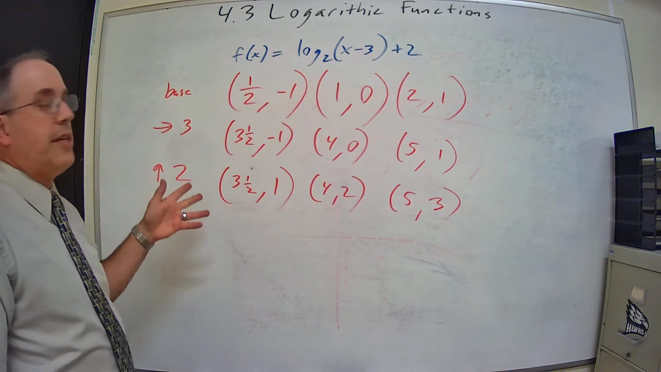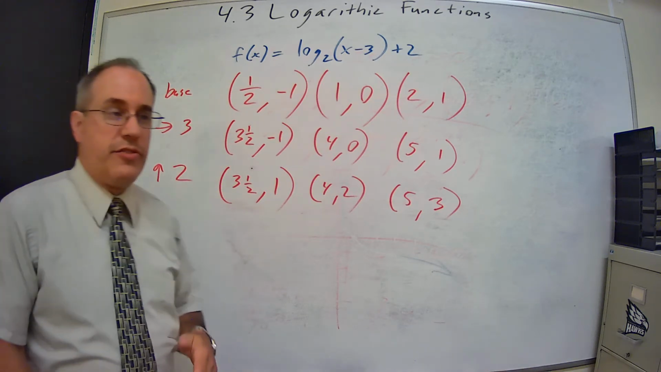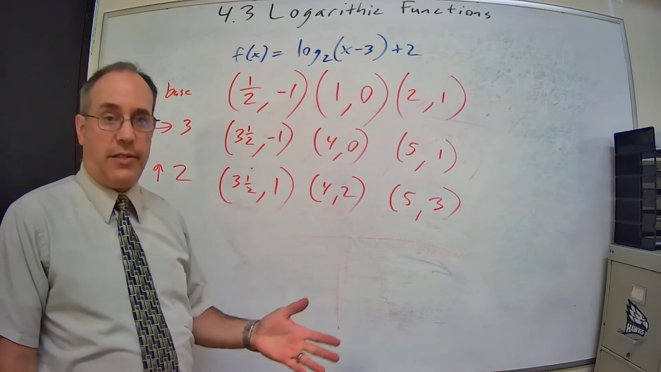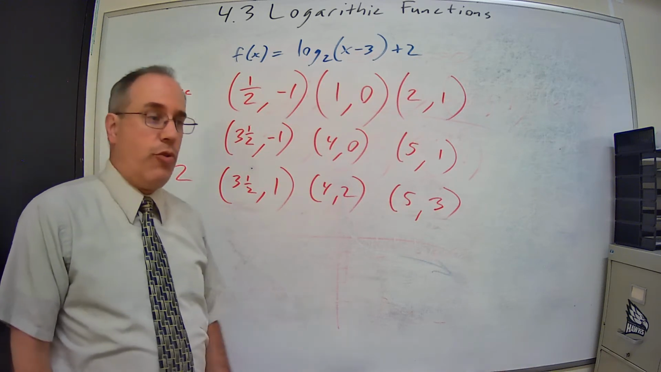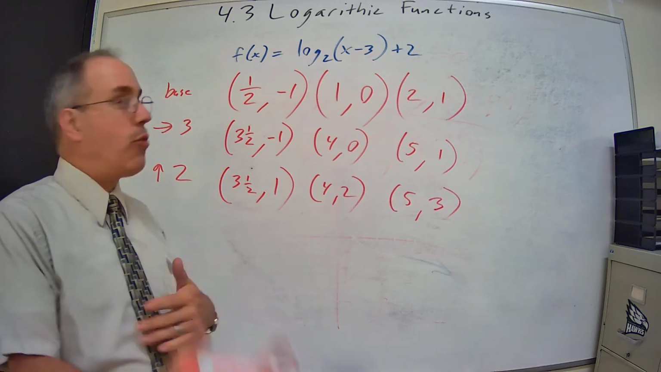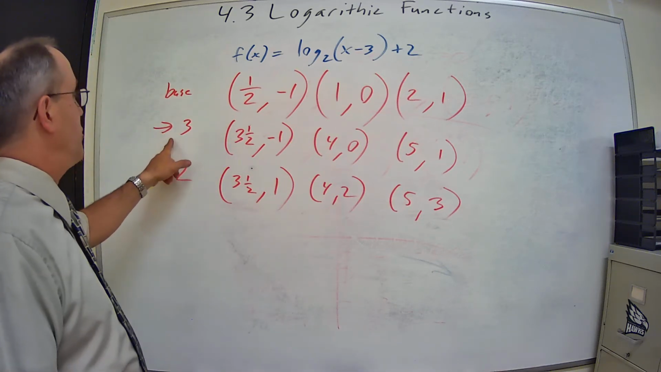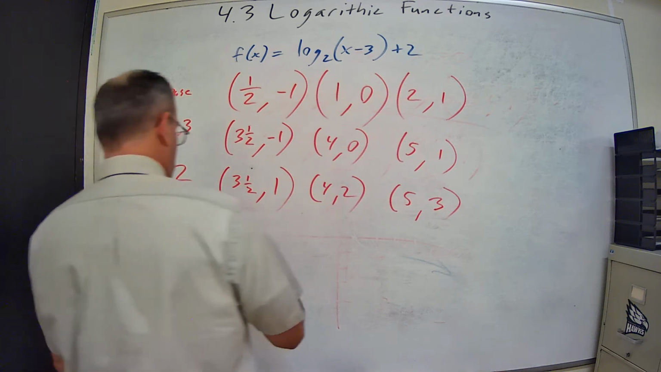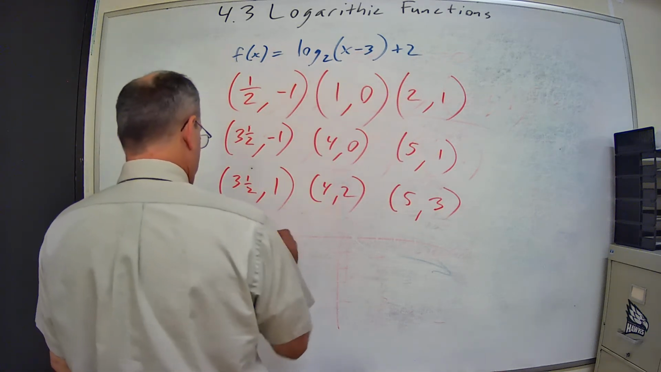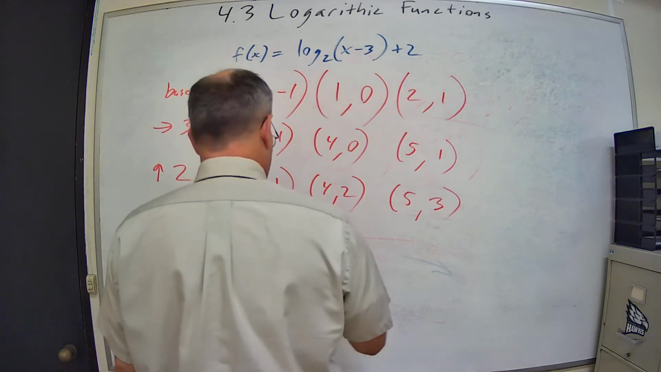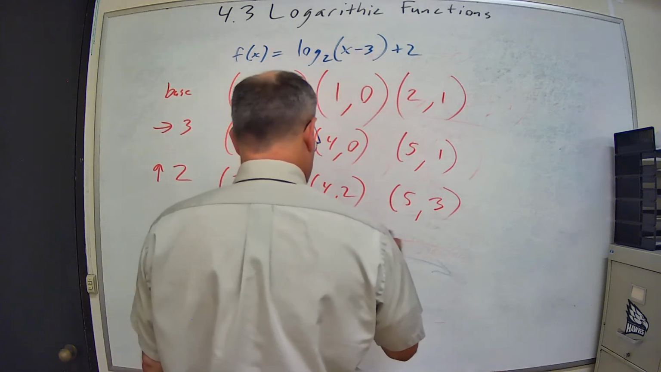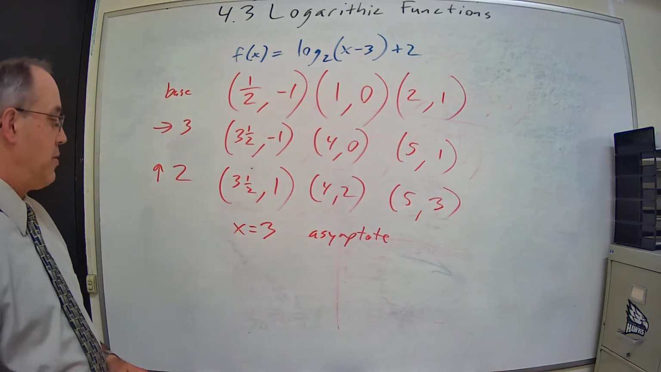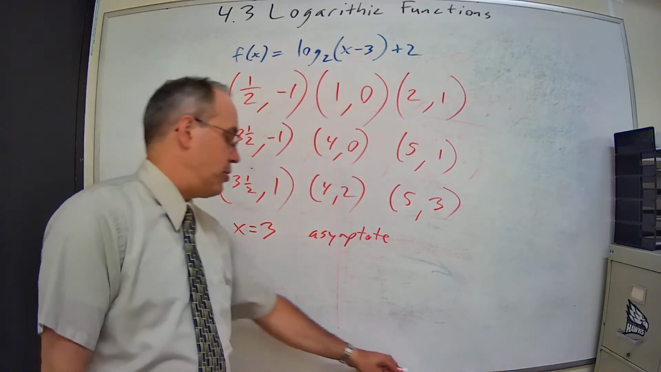Now the other thing we have to take into account is the asymptote. Our asymptote was the y-axis. So vertical is not going to do anything, it's the horizontal. We had a horizontal shift to the right by 3. So x equal to 3 will now be our asymptote.